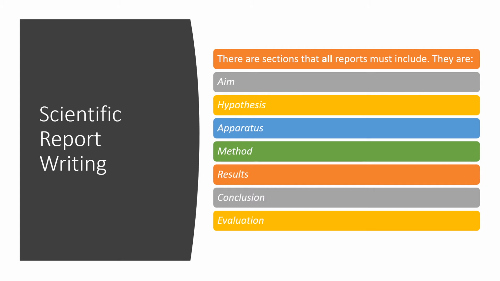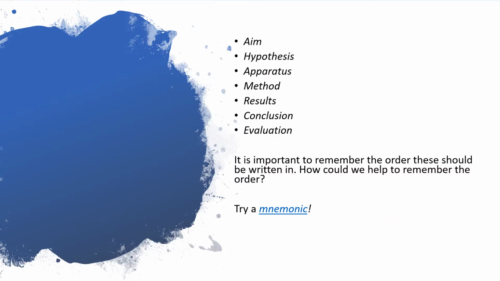There are sections that all scientific reports must include, and they are as follows. So at the beginning you should have your aim, then a hypothesis, an apparatus list or diagram, a step-by-step method, the results, your conclusion, and then your evaluation. Now it's really important to remember the order that the sections in the report should be written in. They should always go in this order.